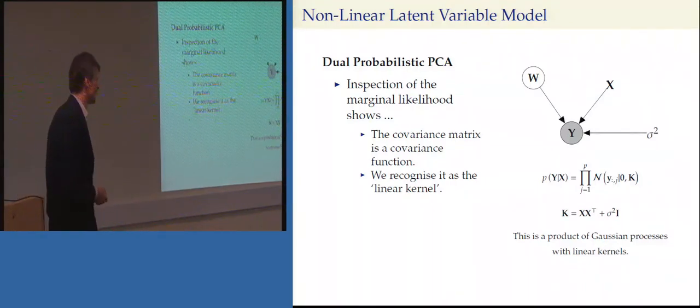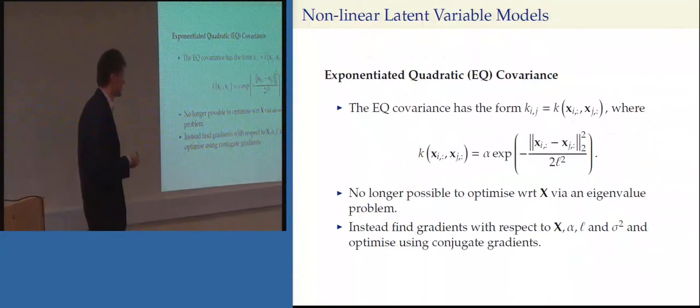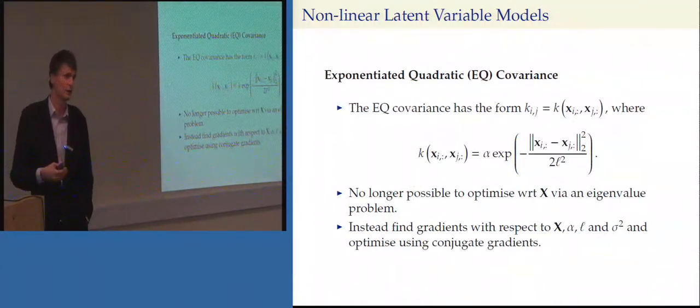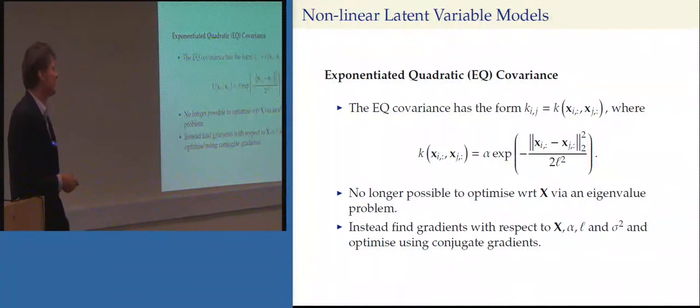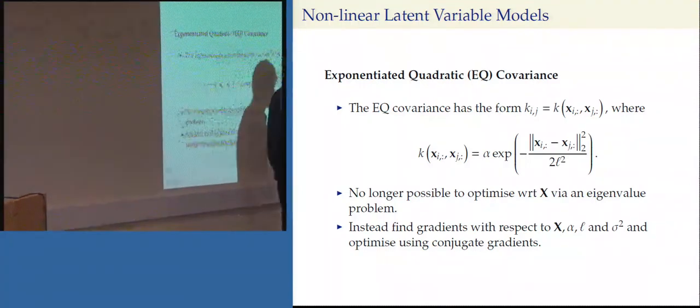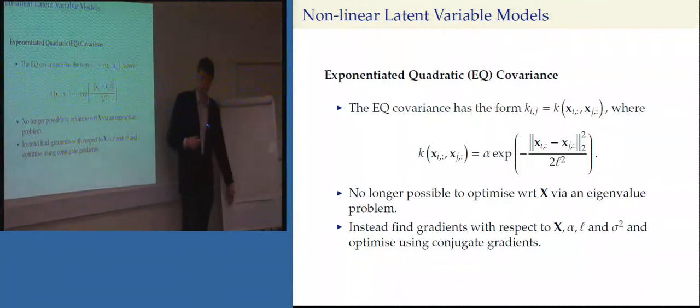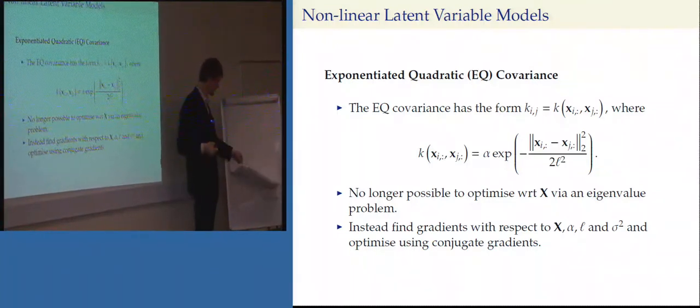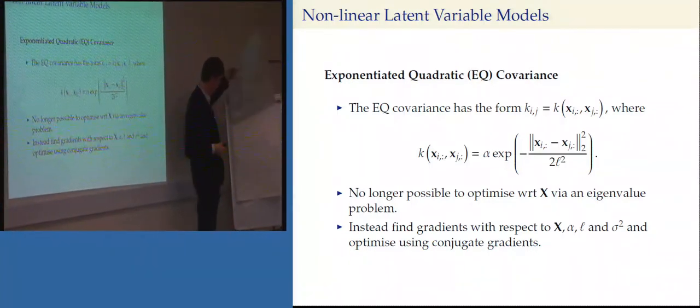So this is a product of Gaussian processes with linear kernels, and the idea is to replace this with the exponentiated quadratic or whatever covariance function you like. Of course, that means you can no longer solve for x with an eigenvalue problem. You have to do a large nonlinear optimization using conjugate gradients, BFGS, or I think we often use scaled conjugate gradients, which would be interesting to know about. I've never studied it. It'd be interesting to look at it in the context of the picture that Philip just portrayed.